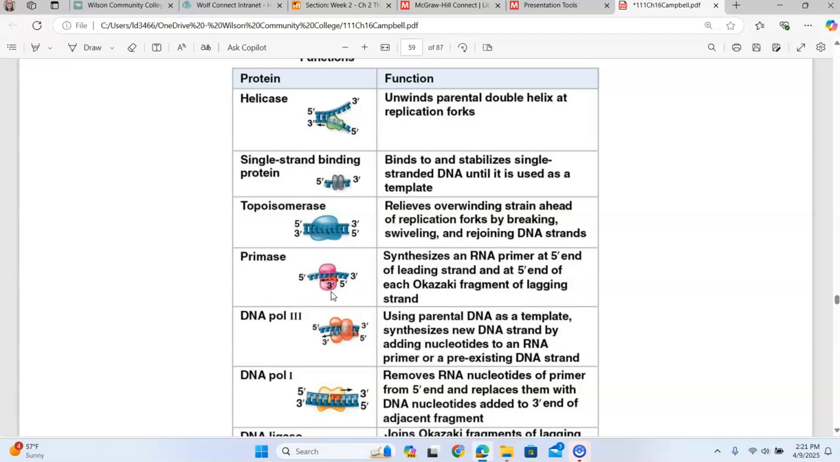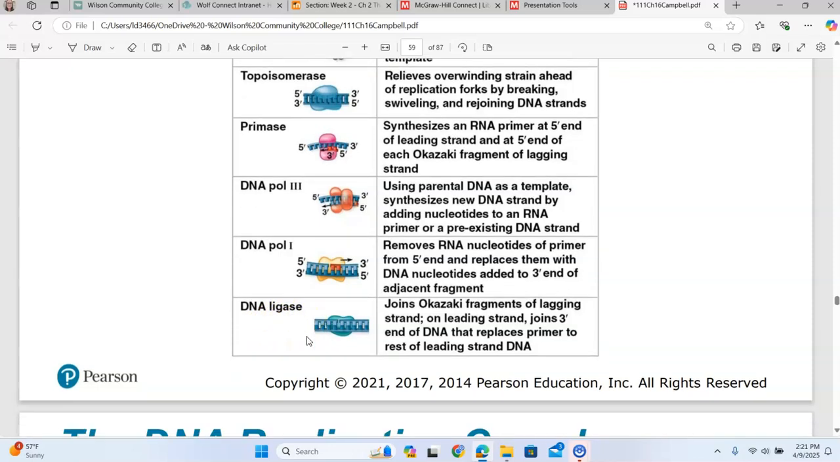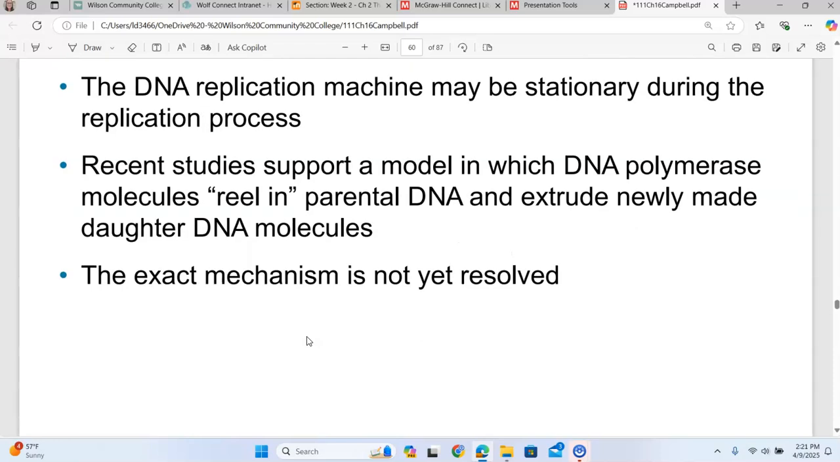So DNA polymerase comes in and synthesizes one new strand called the leading strand, and it synthesizes it continuously. Then on the other strand, which is running in the opposite direction, 3' to 5', the DNA polymerase synthesizes the new DNA in segments called Okazaki fragments. That strand is called the lagging strand. Once those Okazaki fragments have been synthesized, they're joined by DNA ligase. So that's kind of a summary of DNA replication.